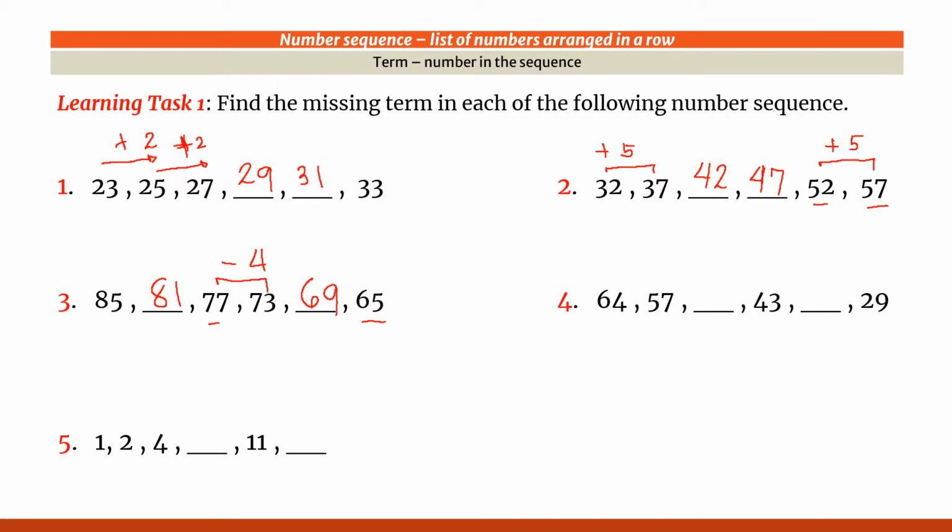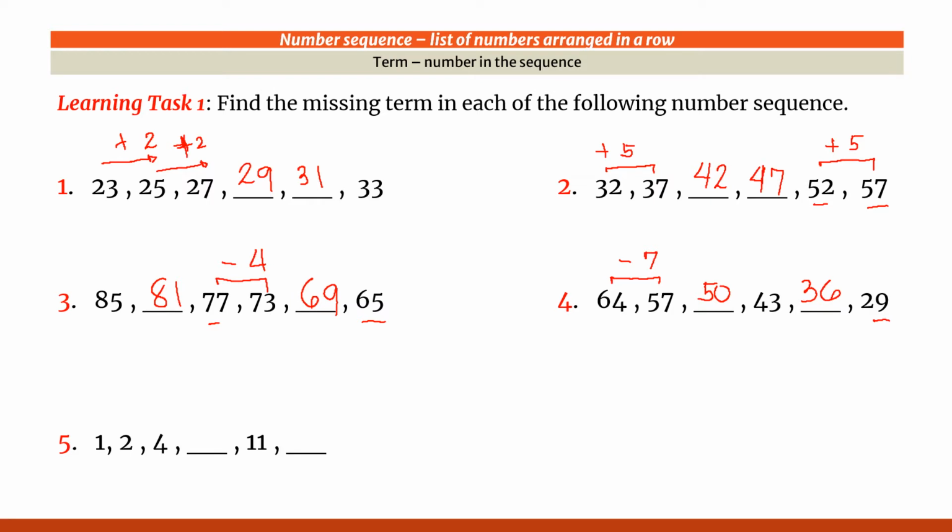Again, if you look at 64 and 57, nagkaroon tayo ng minus what? Minus 7. Okay? So 64 minus 7 is 57. So i-try natin if that would be our pattern on this sequence. 57 minus 7, the answer is 50. And 50 minus 7, the answer is 43. And 43 minus 7, that is 36. And 36 minus 7 will give us 29. So therefore, the unknown terms are 50 and 36.